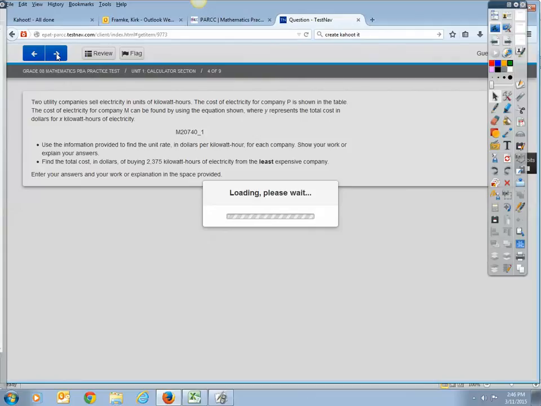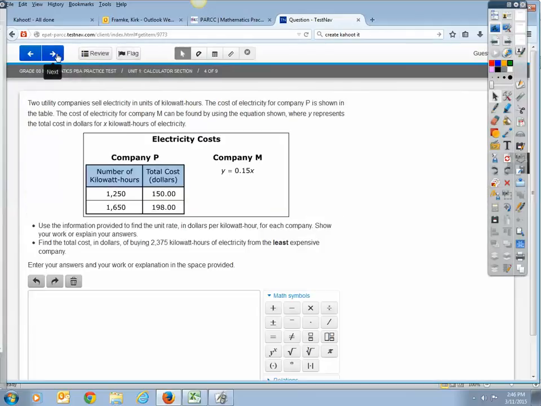On problem number 4, two utility companies sell electricity in units of kilowatt hours. The cost of electricity for company P is shown in the table. The cost of electricity for company M can be found using the equation shown. Of course, they give you an equation and a table, but not the same for both companies, where y is equal to the total cost in dollars and x is the kilowatt hours of electricity. Use the information provided to find the unit rate in dollars per kilowatt hour for each company. Show your work and explain your answers. Okay, I'm not going to type it out. I'm going to explain it and sort of write things.